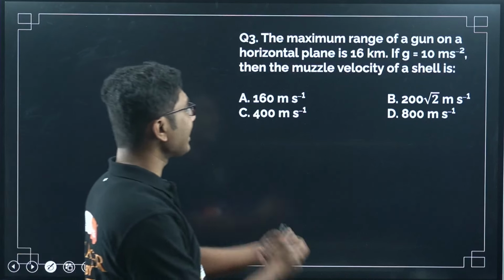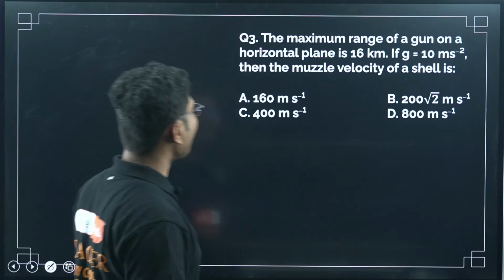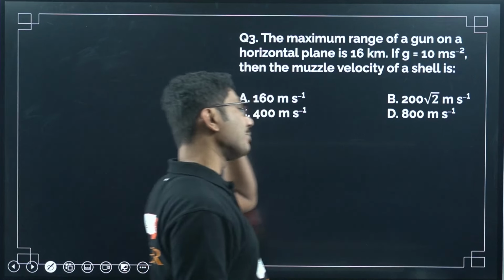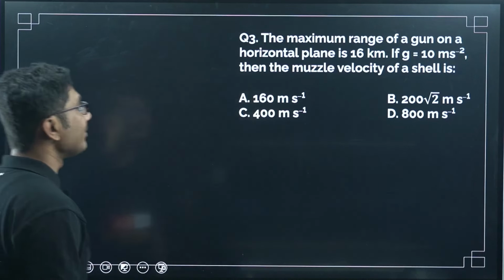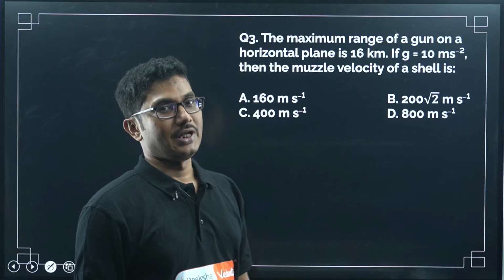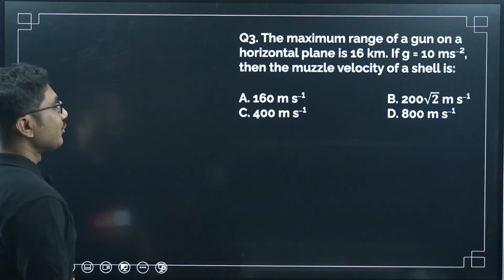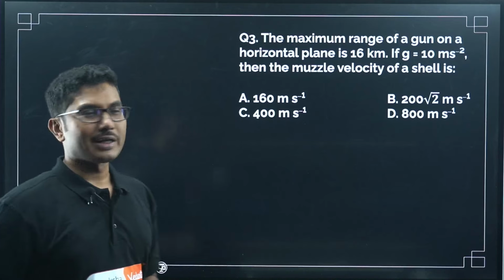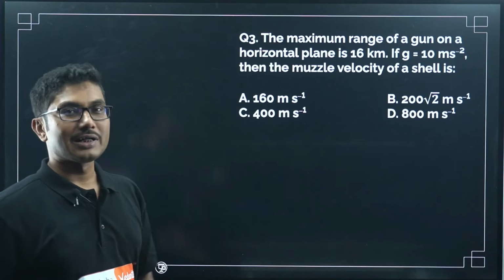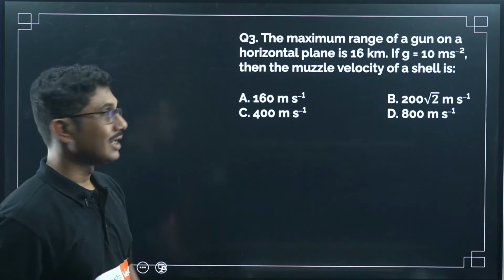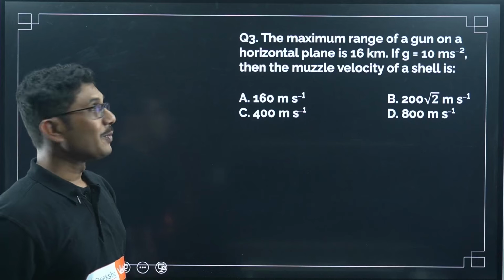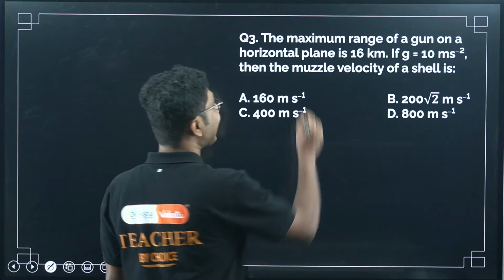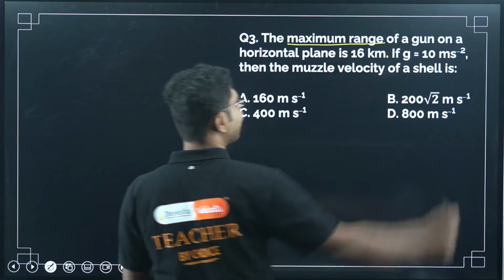The maximum range of a gun on a horizontal plane is 16 kilometers. If g is 10 meter per second square, then the muzzle velocity of the shell is. So very interesting question. Nothing is given, no angle of projection, time is not given, in fact height is also not given. Then how can you solve this question? Is it an incomplete question? You might think, oh sir, this is an incomplete question, nothing is given, but it is given that maximum range.